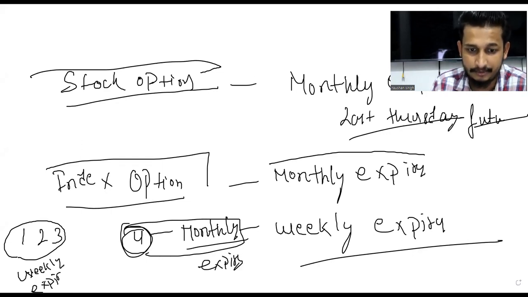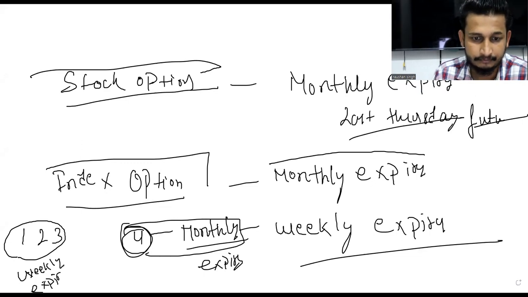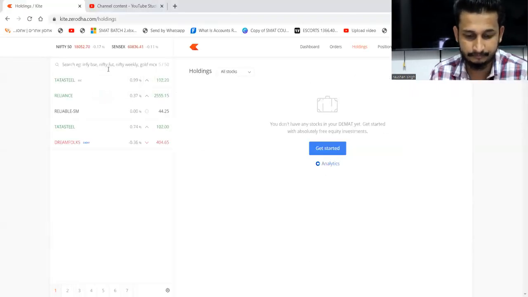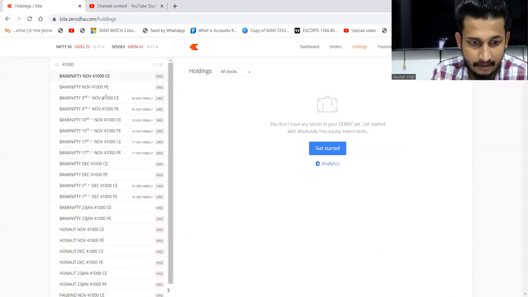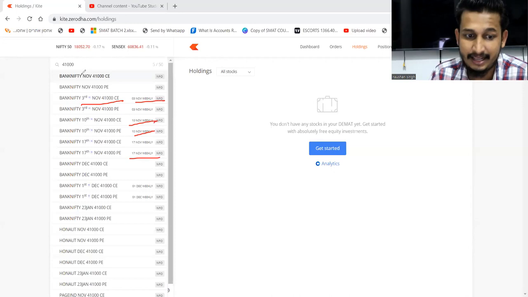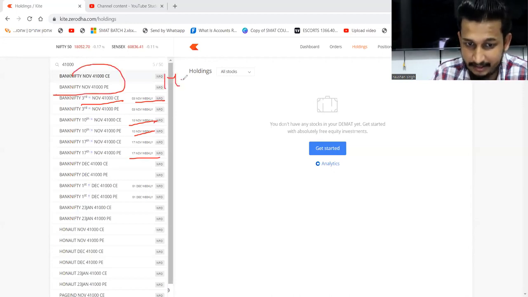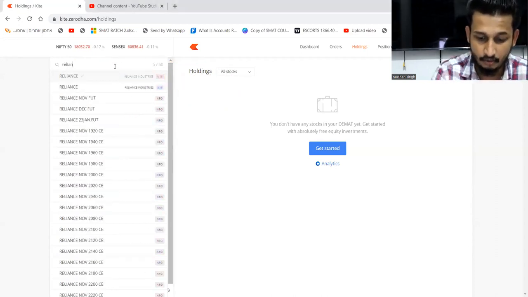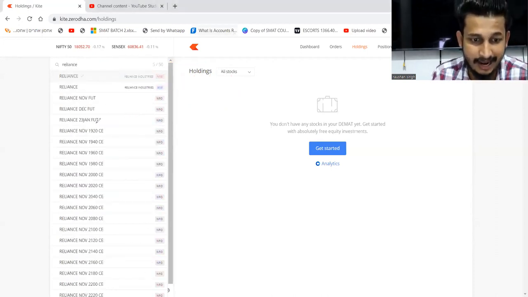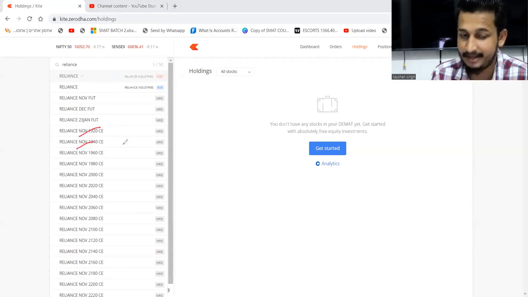So for example, you can see that here we have 3rd November, which is weekly expiry, 10th November, which is weekly expiry, 17th November, which is weekly expiry. Then we have monthly expiry. Okay, so index options will be having monthly and weekly expiry, and stock options will be having only monthly expiry, which you can see is the November expiry. So what is the CP?